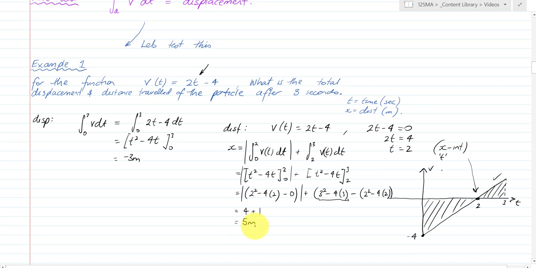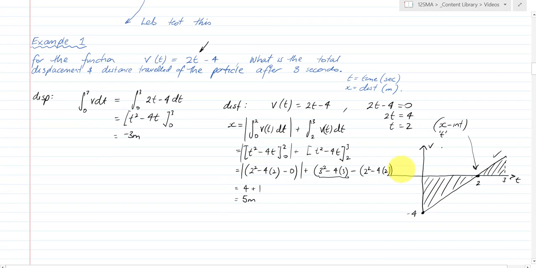So what that's really telling me is that this object travelled backwards 4 meters and then forwards 1 meter. And that gives me my negative 3 here, but my total distance of 5 meters.